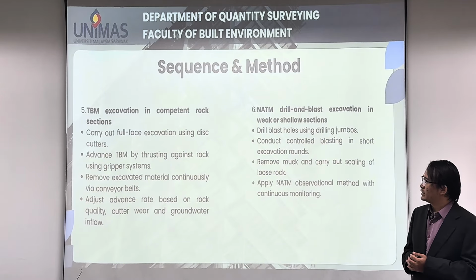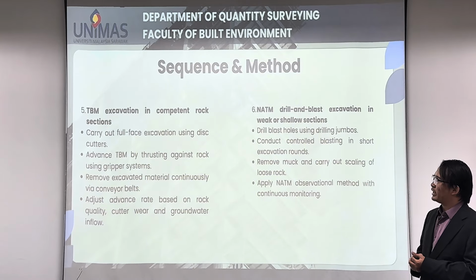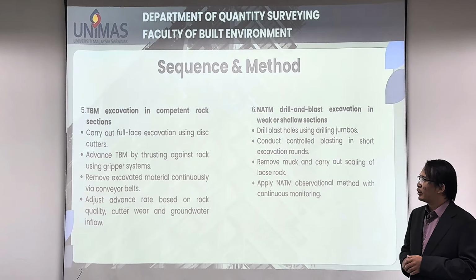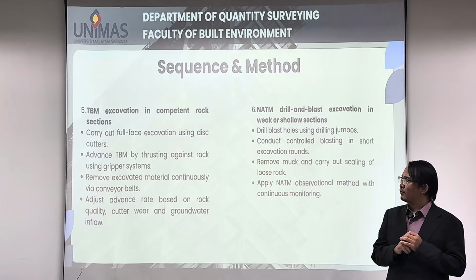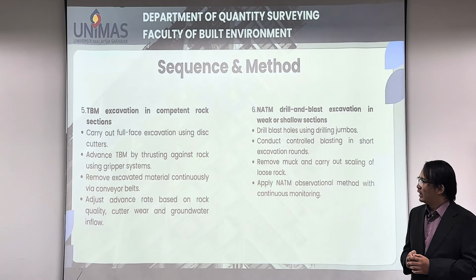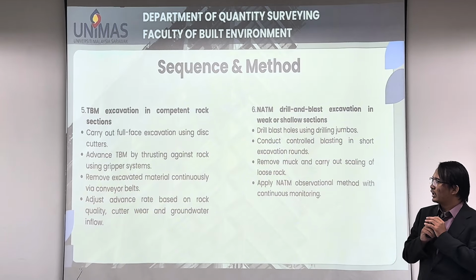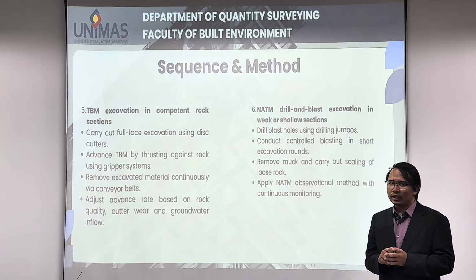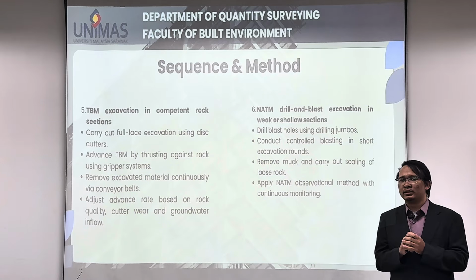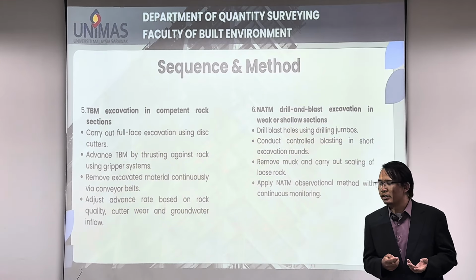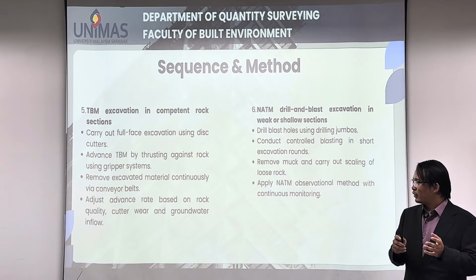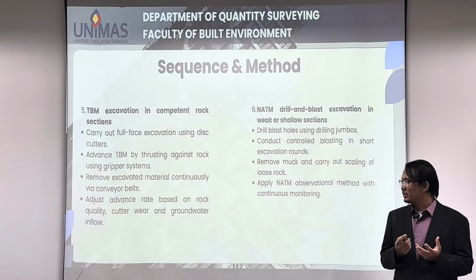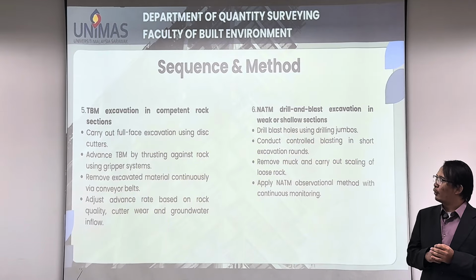The fifth sequence is the TBM excavation in the competent rock section. It is going to carry out a full face excavation using disc cutters. The TBM is advanced by thrusting against the rock using the gripper system, and all the excavated material is removed via the conveyor belt. The rate is adjusted based on the rock quality, cutter wear, and the groundwater inflow.